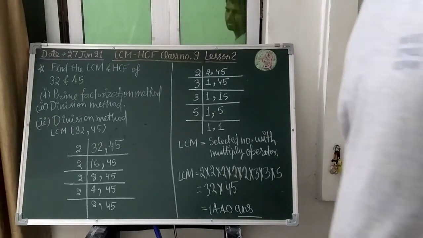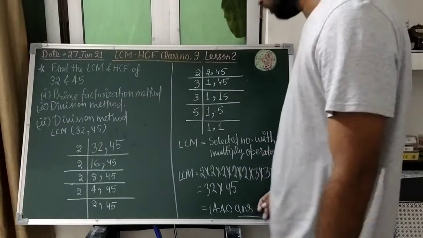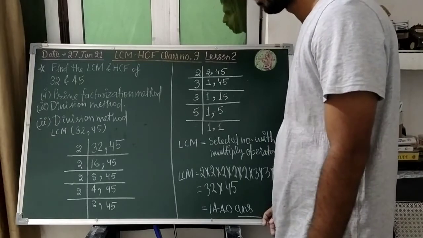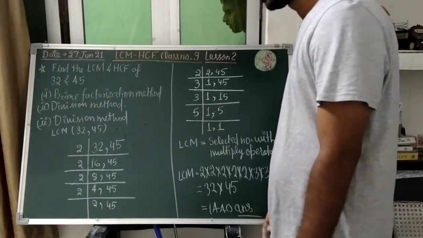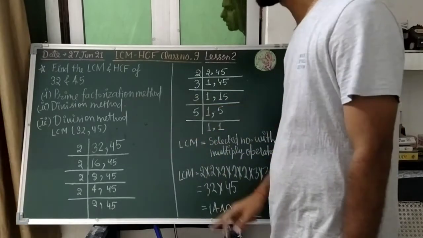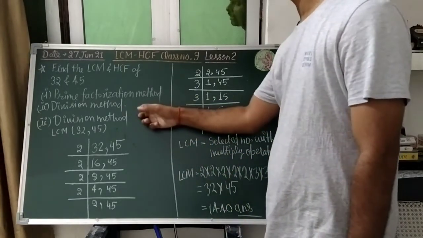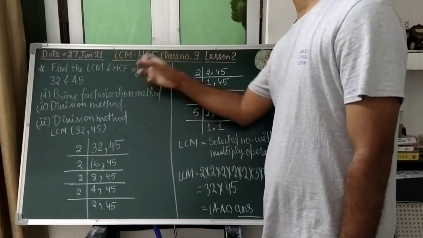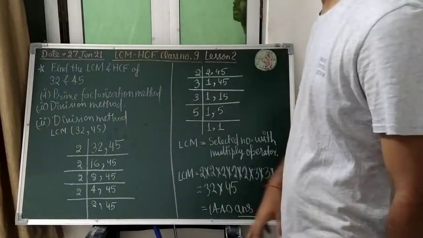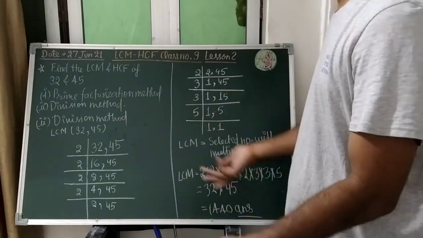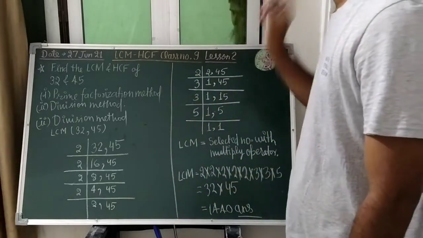So once again I am revising it. So students, the prime factorization method we had seen. Now we are going for the division method, and in the division method, now the problem is given to us: find the LCM and HCF of 32 and 45. By division method, how will we find out? That we are going to perform.